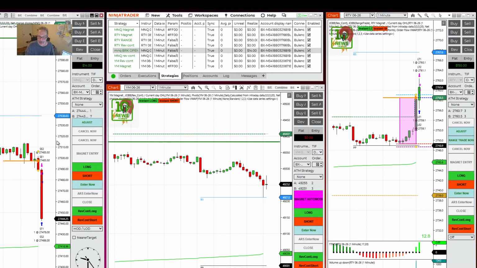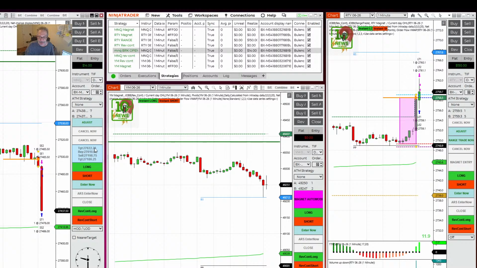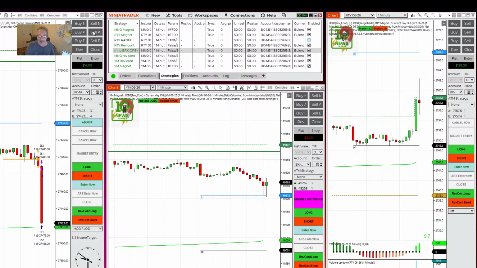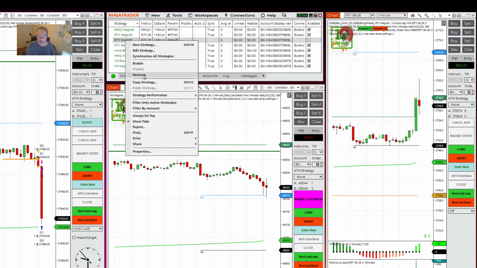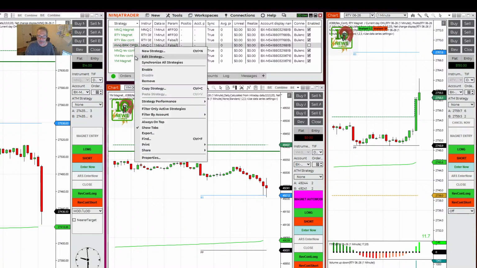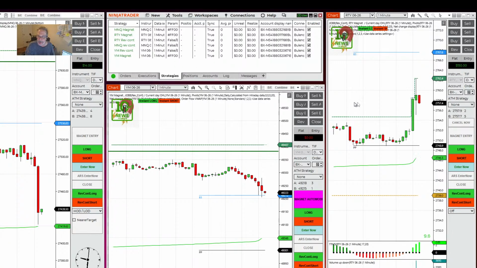MNQ, which I wasn't watching, hit the first target and reversed for a small winner. We only had one contract on. And the YM, we didn't get it after the fall because we're kind of in the middle. It could have been the trade. Amazing on the RTY. I just left it alone. I tried to expand the contract. I just couldn't get there fast enough. MNQ magnet, RTY range is done. All right, we traded that, so I'm erasing it. The MNQ breakout is done. I'm erasing that. That was a small profit. We only traded small on that.